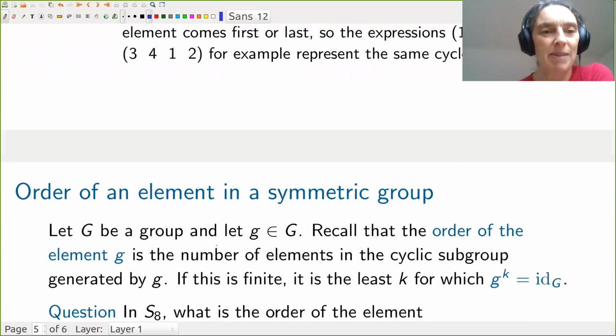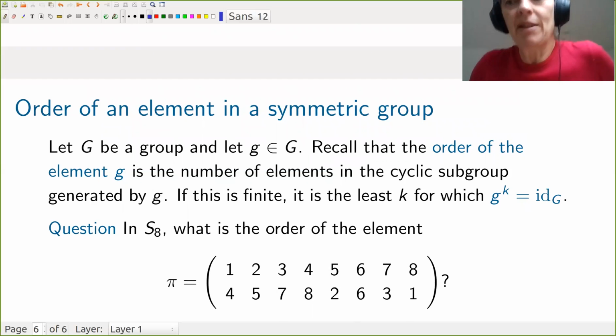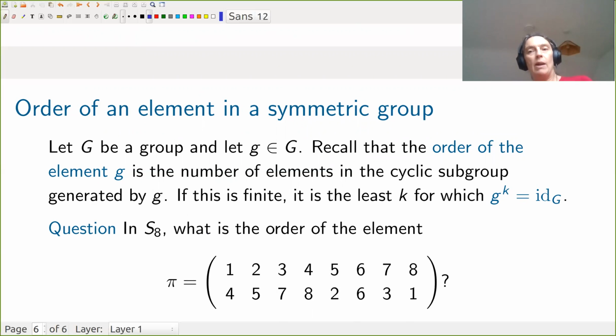Okay, there's one other thing I wanted to mention in this section, and then I will stop talking, and that's just the order of an element in a symmetric group. So just to remind ourselves of the concept of the order of an element in a group, remember that if we're in any old group G and we take some element of G, called little g, the order of that element is the number of elements in the cyclic group that it generates. So it's the number of distinct powers that that element and its inverse have in the group along with the identity.